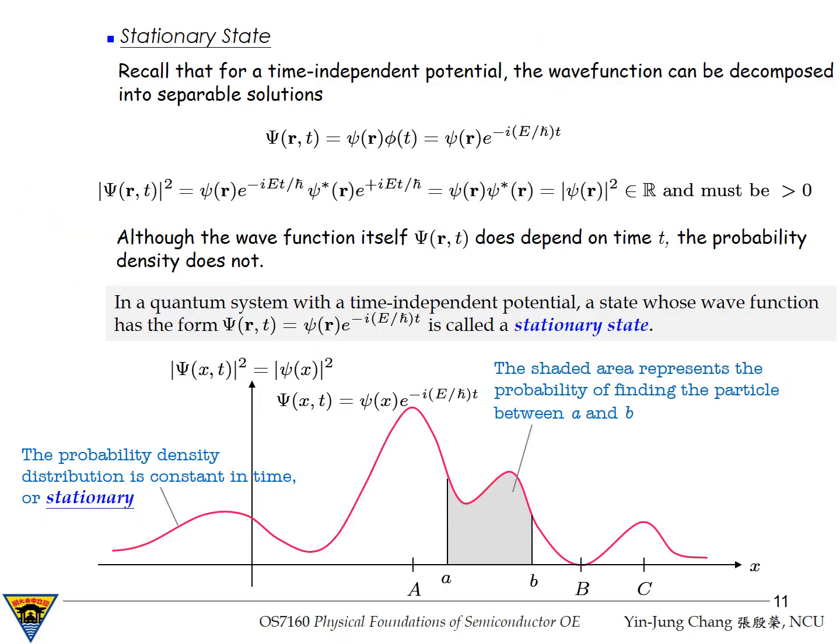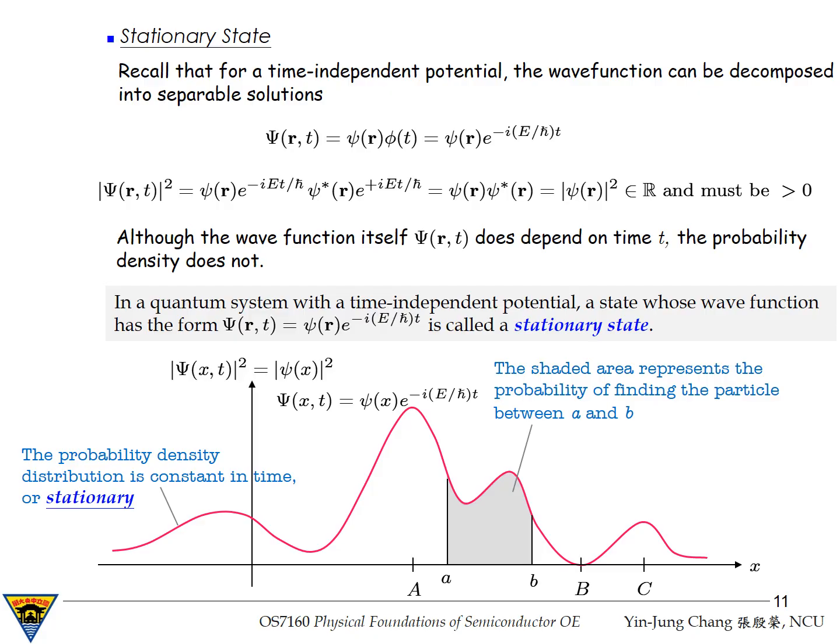Let's now examine what happens to the probability density for a stationary state. Recall that for a time-independent potential, the wave function can be decomposed into separable solutions of the form. So the probability density, the absolute square of the wave function, is simply given by this expression, as the exponential factors cancel each other out. As observed, the probability density is position dependent only, it is a real number and it must be non-negative.